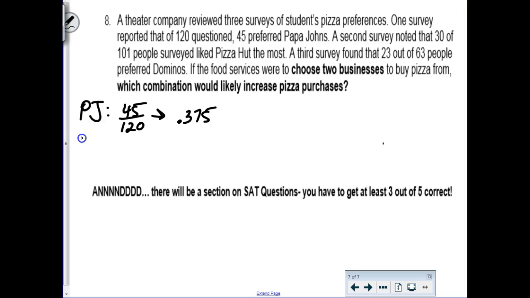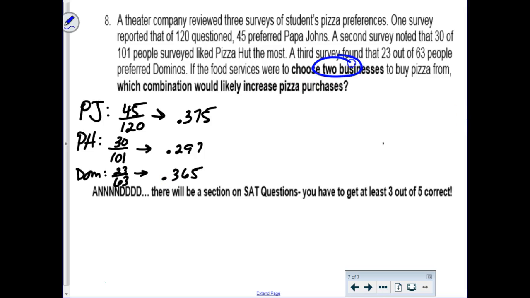The second survey, Pizza Hut was the winner. So that was 30 out of 101, which is approximately, let's see, 0.297. And then Domino's is 23 out of 63. So when I look at that, it becomes 0.365. And when they want to know the 2 businesses that we should choose from based on these survey results, I'm going to go with the 2 largest. So this one and this one. And your explanation is because it has the highest percentage.